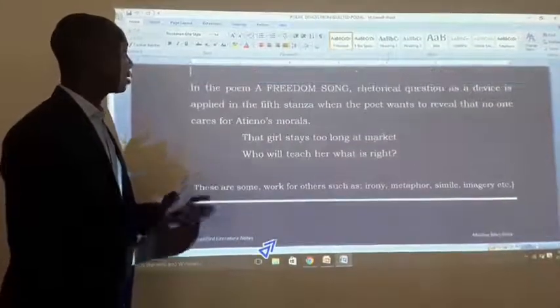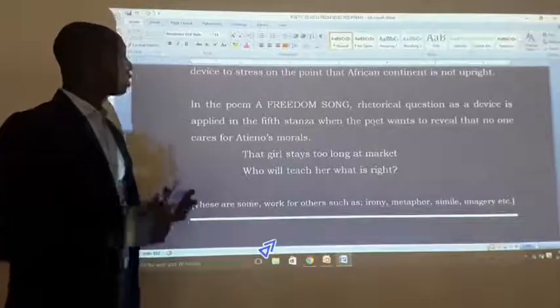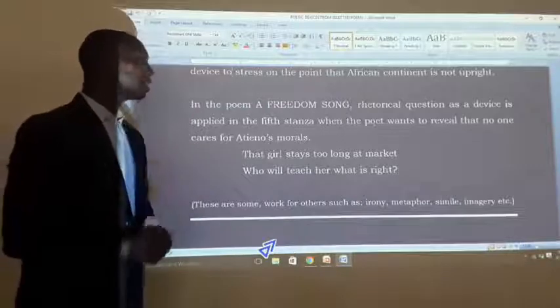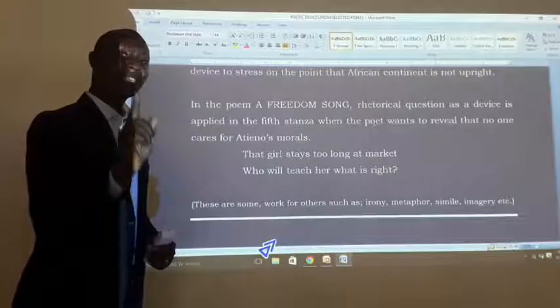in various ways, where the poet wants to say that no one cares for Atieno. "That girl stays too long at the market. Who will teach her what is right?"